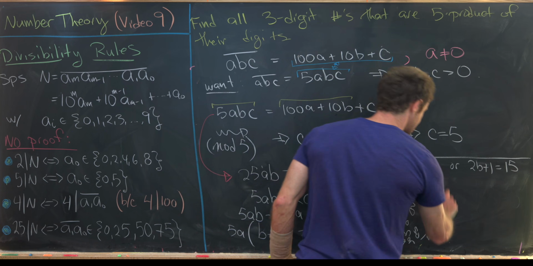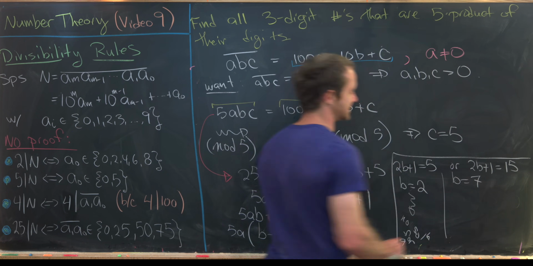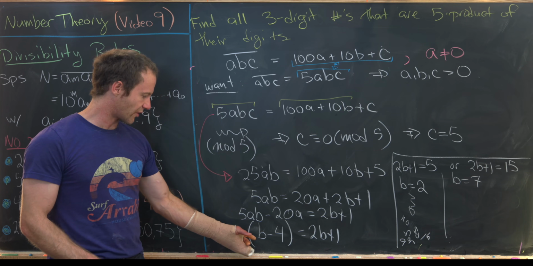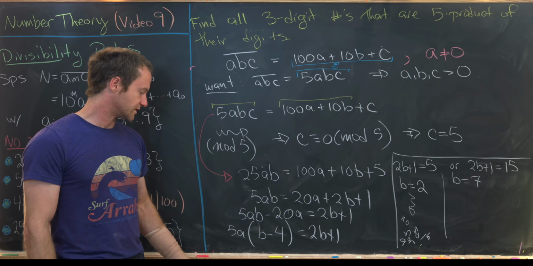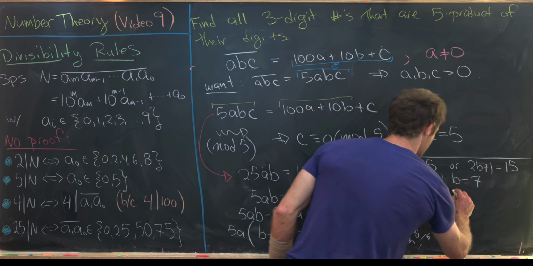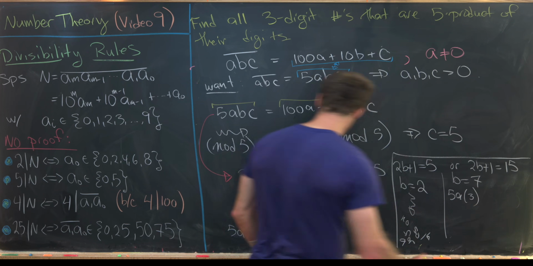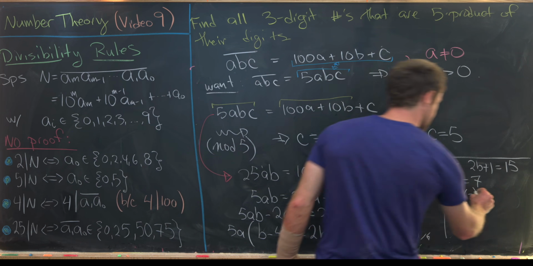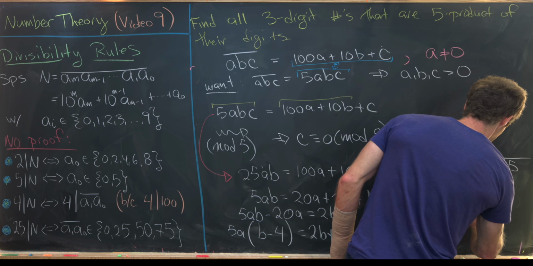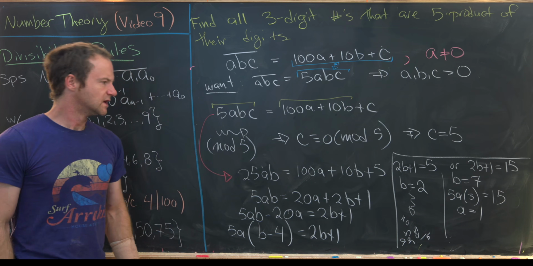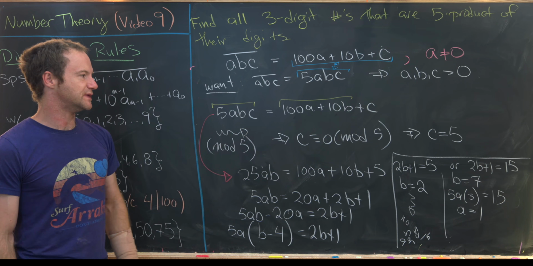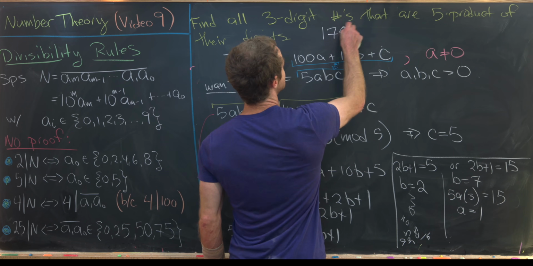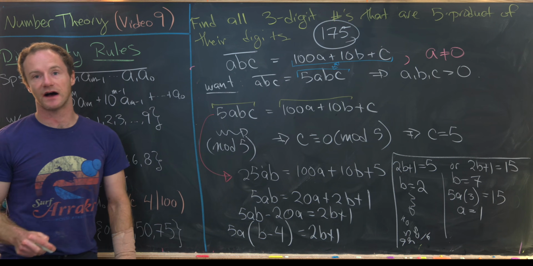Okay, so our next case will be if B is equal to 7. So we can throw that into one of our equations. Maybe we'll throw that right here. And we'll see that that means that 5A times 3, because 7 minus 4 is equal to 3, is equal to 15. But that means that A is equal to 1. So let's see what we've got. We've got A is 1, B is 7, and C is 5. So that means our only solution to this puzzle is 175.